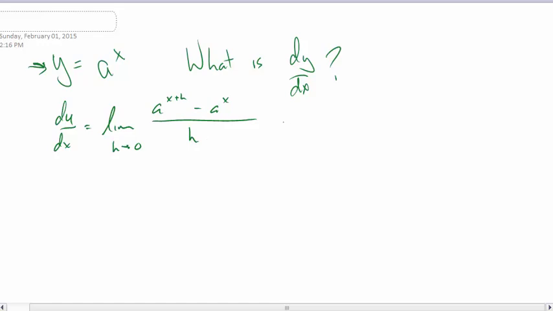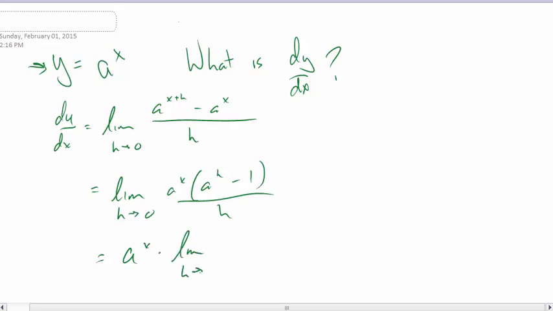We can't substitute it right now, so we try to simplify things. And this first term can be written as a to the x times a to the h. So now both terms in the top have an a to the x, and we can factor that out. Limit as h goes to 0, a to the x times a to the h minus 1 over h. Okay, well, the a to the x isn't dependent on h at all. Effectively, it remains constant. It remains a to the x. We can factor that out times the limit as h goes to 0 of a to the h minus 1 over h.